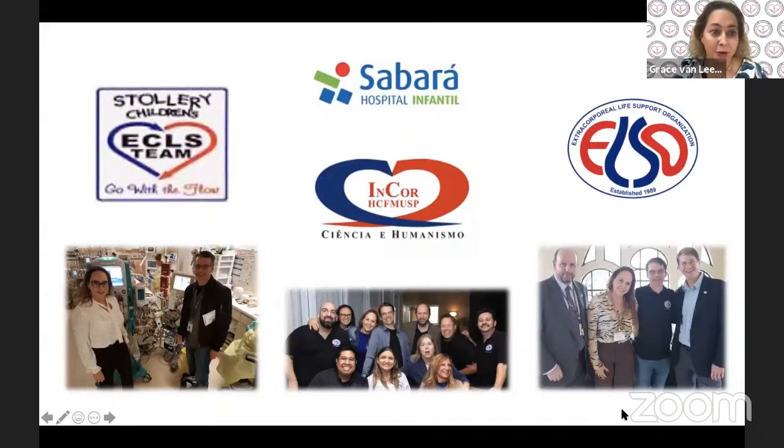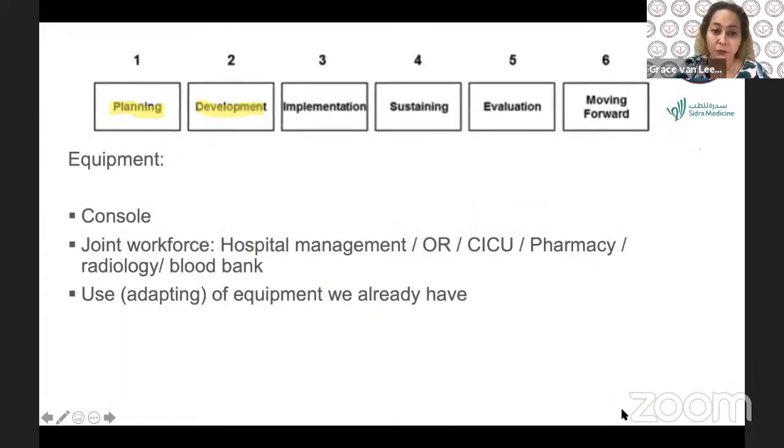So then we decided about the equipment, which console to buy. We had a joint workforce in the hospital with everybody involved: OR, CICU, pharmacy, radiology, blood bank. And this is something that is known and even published in the literature: when we start an ECMO program, the whole hospital gets better, because you increase the complexity of your patients, and everybody gets involved and tries to get better, so you have better results in the other areas as well.